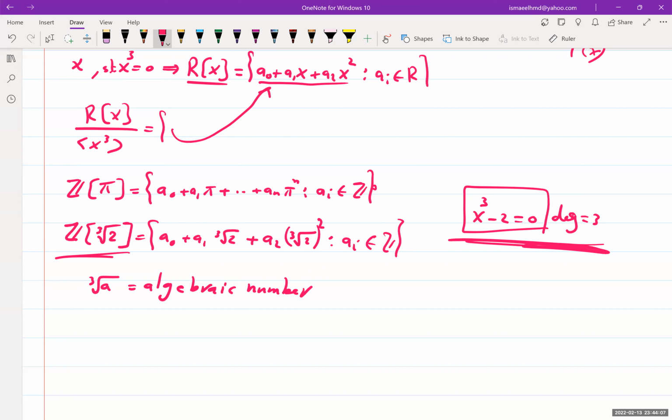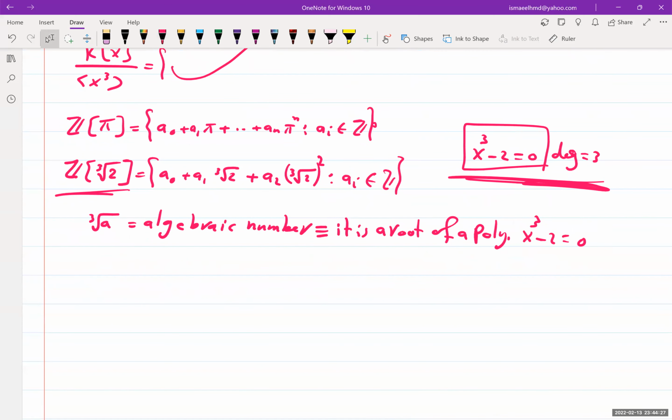That is, it's a root of a polynomial like x cube minus 2 equal to 0. But in the above example, Z of pi is not an algebraic number because pi is not a root of any polynomial over Z.